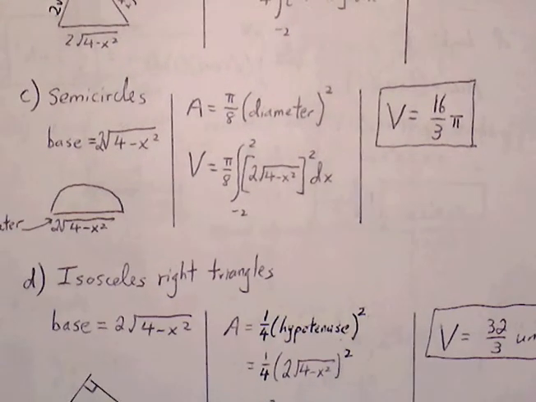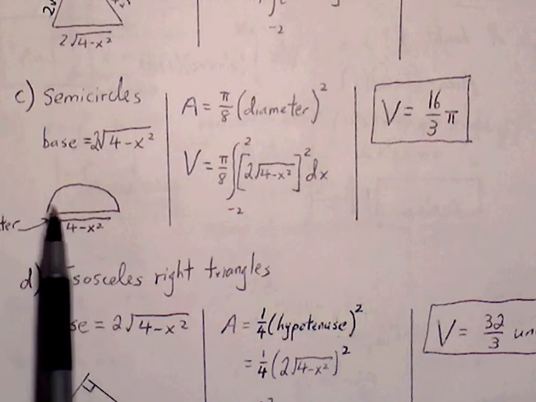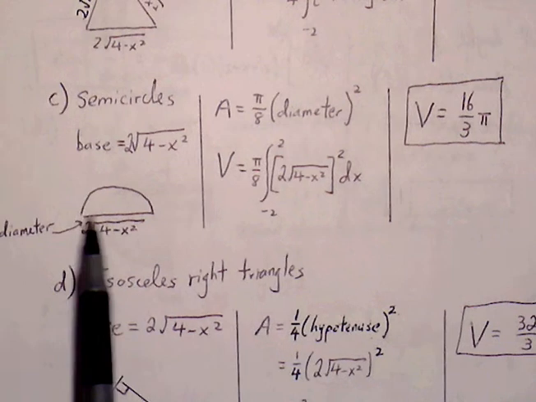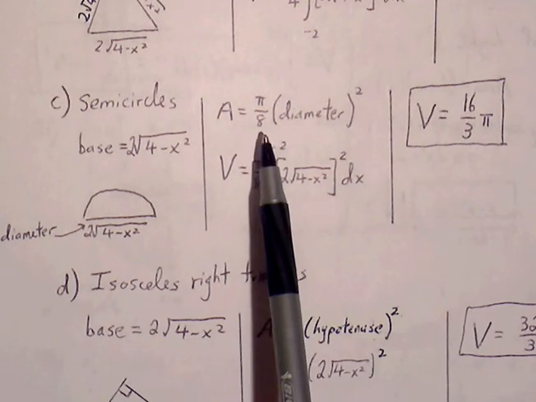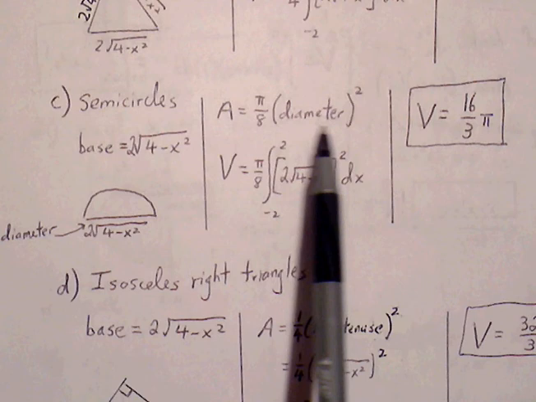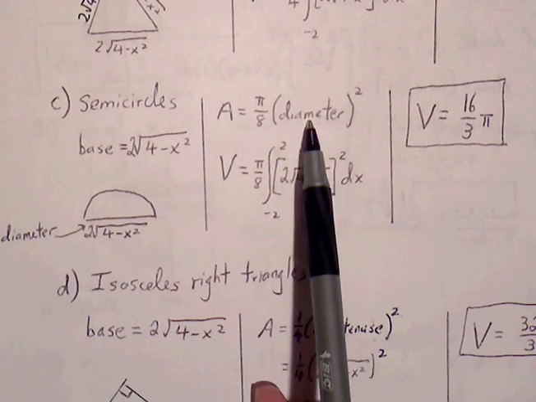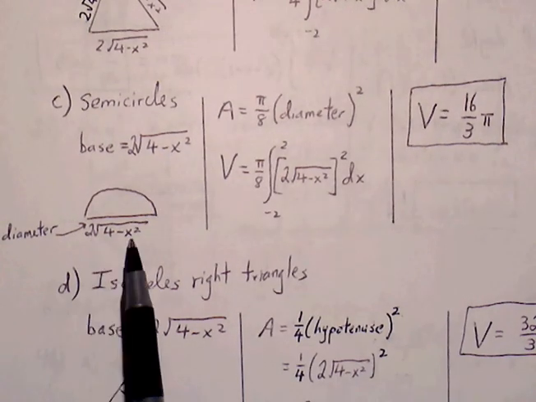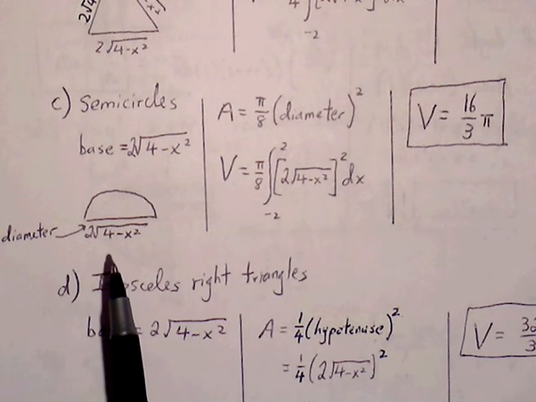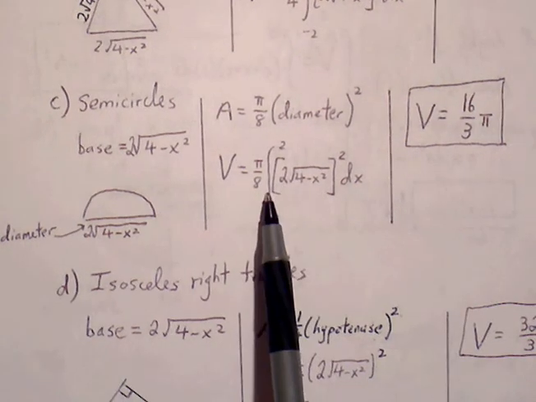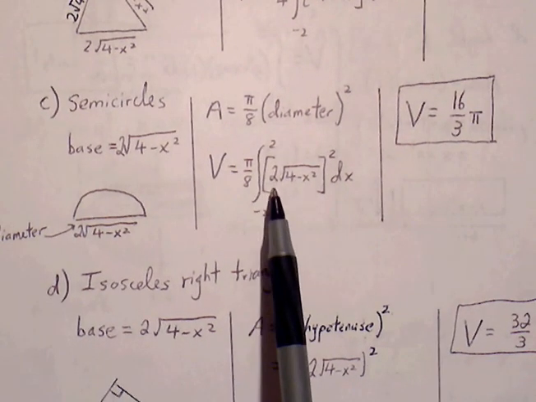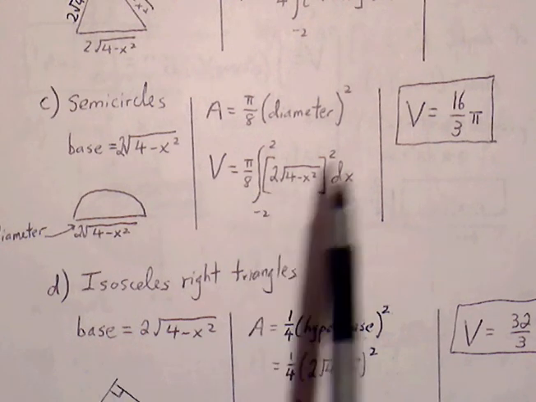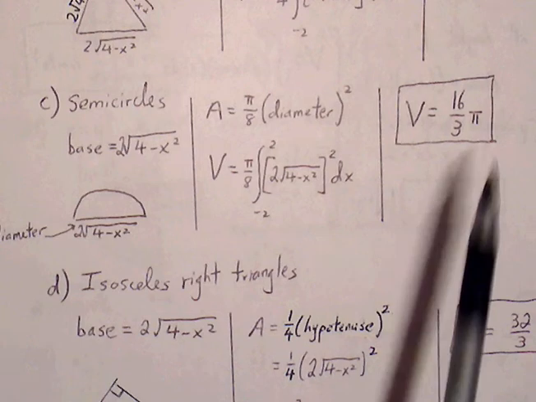Okay, part C, we have semicircles. So now the base will represent the diameter of a semicircle, and we have a formula that is written using diameter instead of radius, which is pi over 8 diameter squared. So my diameter is now going to be represented by the base, 2 root 4 minus x squared. We can pull the pi over 8 out. The bounds are still going to remain the same from negative 2 to 2, and this will reduce down to be 16 over 3 pi.